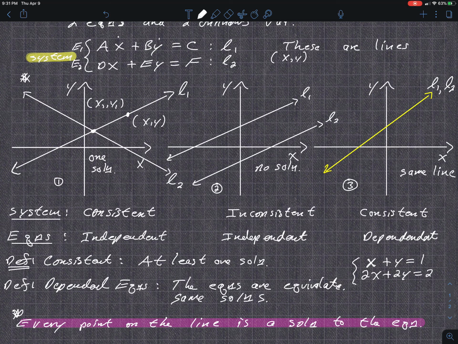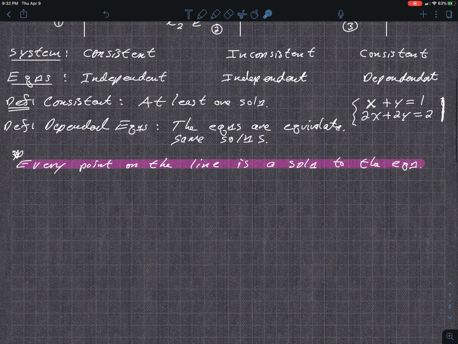Then we talk about the equations themselves. Are the equations independent or are the equations dependent? What that basically means is this idea over here that you can create one equation out of the other, and it represents the same solutions. Those are what we call dependent equations. So the definition, which is here: the equations are equivalent if they have the same solutions.